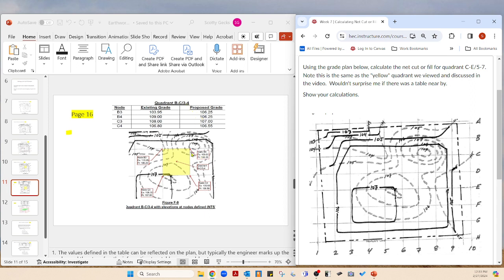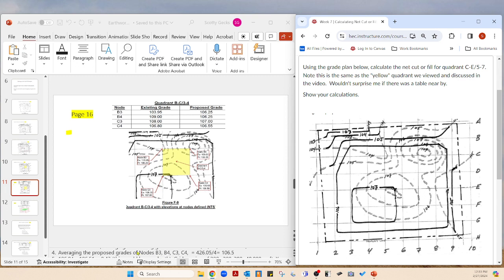Now, we'll get a little bit deeper here in just a minute. So let's be sure we know what a node is. That's the corner of a quadrant. Not necessarily the corner of a grid, but the corner of a quadrant that I have defined. And here I defined it down here in my table. Again, in my table.